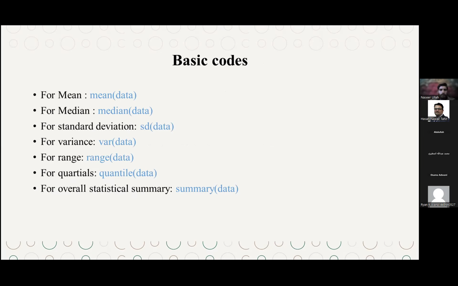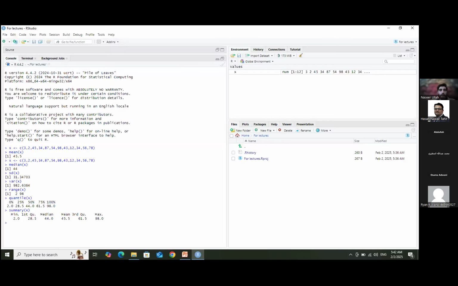The name of the data can be different, which we can name like median data, standard deviation SDN data, for variance VAR data, range or quartile, and statistical summary for summary data. Now this is the first picture in which we will calculate mean, median, standard deviation, variance, range, quantile.